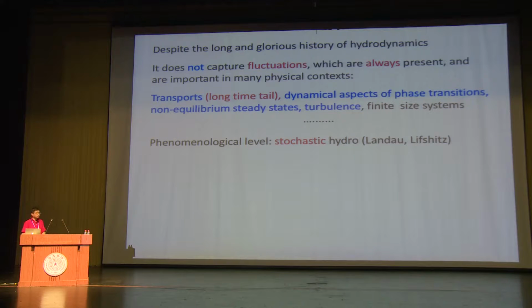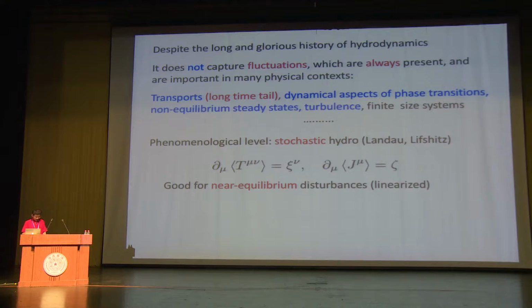There is a phenomenological approach to include fluctuations into hydrodynamics, due to Landau and Lifshitz, the so-called stochastic hydrodynamics. You just add to your standard hydrodynamic equations some stochastic noise terms, psi, mu, or zeta, which you assume satisfy some Gaussian distribution. But this formulation is only good for linearized disturbances. For a linearized theory, such a theory works perfectly, but it is not adequate for far from equilibrium situations.